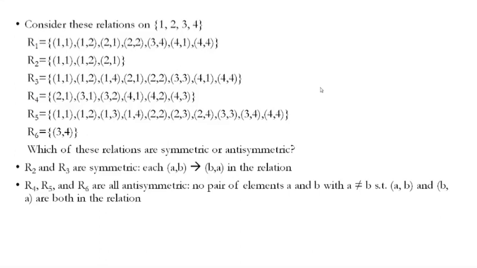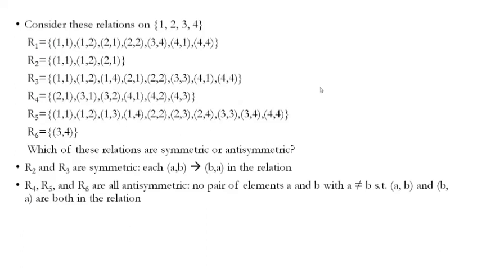While coming to R4, R5 and R6, all are antisymmetric because there is no pair of elements A and B with A not equal to B such that A comma B and B comma A are both in the relation. So in R4, 2 comma 1 is there, so accept 2 comma 1 as it is. Do you find 1 comma 2? No. And 3 comma 1 is there. Do you find 1 comma 3 in that? No.